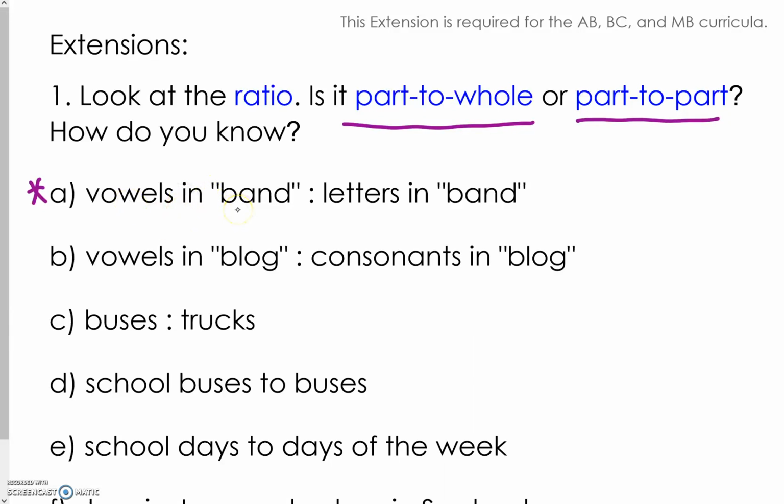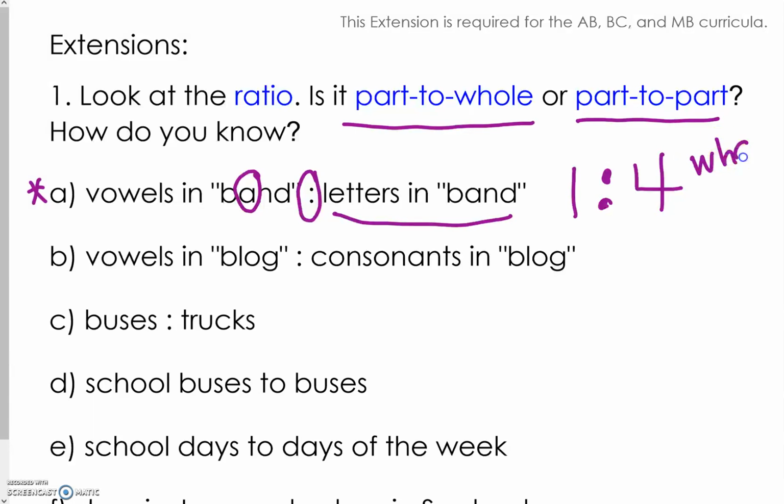How many vowels are in the word band? That's right, there is 1. 1 will be our first number. We're going to use a colon to separate the numbers. The second part of our ratio is letters in band. There are 4 letters in the word band. Therefore, our ratio is 1 to 4. This would be a part to whole ratio. Whole because the second number includes all of the letters in the word band.